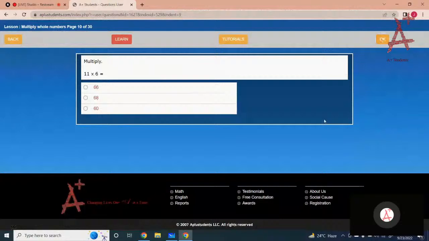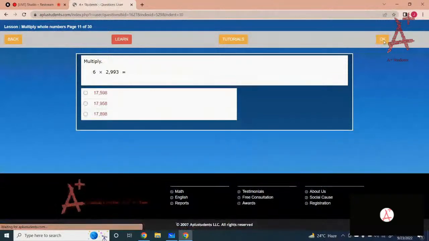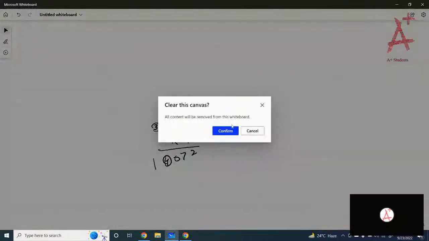11 times 6 is 66. Next, 6 times 2993. Okay, 6 times 3 is 18. Write the ones digit over here and carry the 1. So 6 times 9 is 54, and carry 1 is 55. You have to write 5 and carry 1.